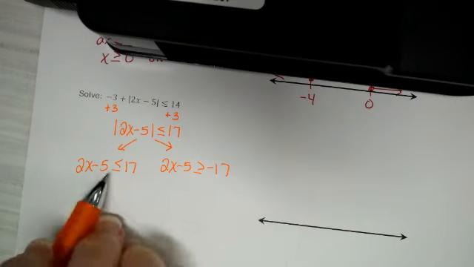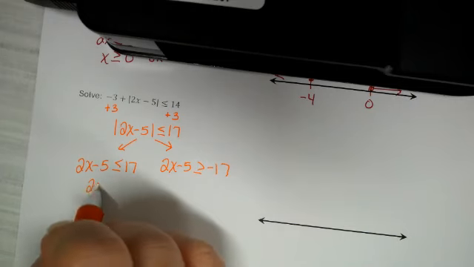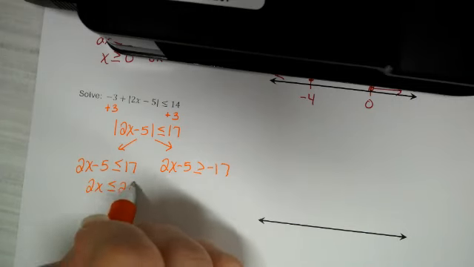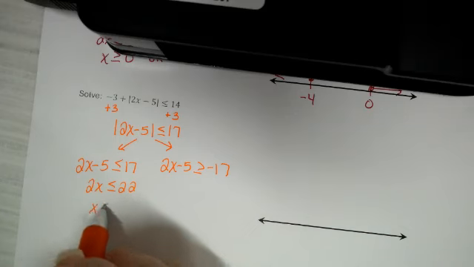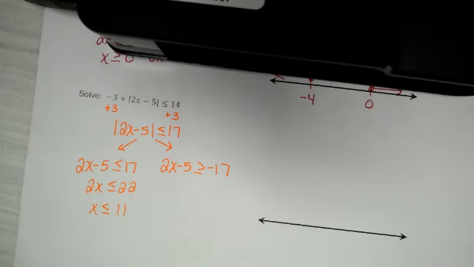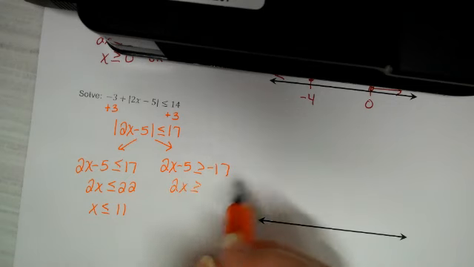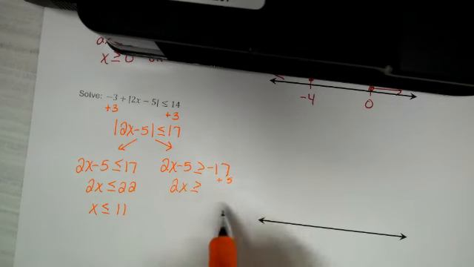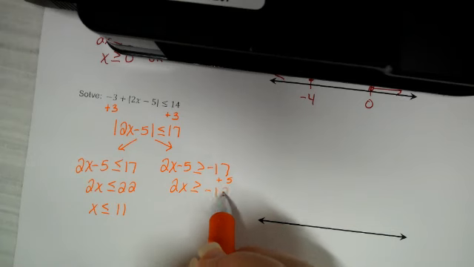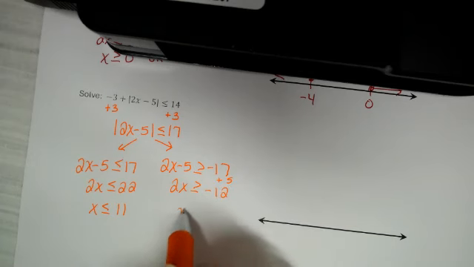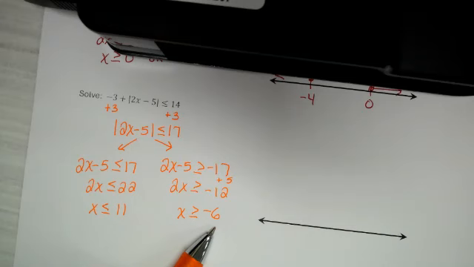And now we solve. Add 5 to both sides. 2x is less than or equal to 22. Divide by 2. X is less than or equal to 11. Other problem. Add 5 to both sides. -17 plus 5 is -12. Divide both sides by 2. X is greater than or equal to -6.